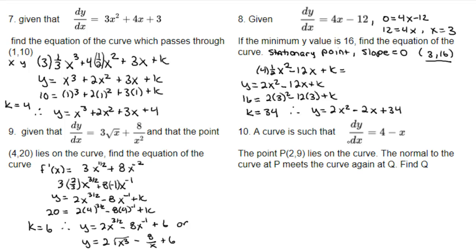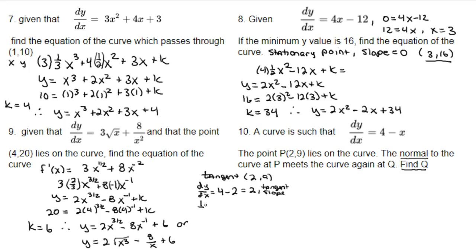All right, now in this one, they're giving us the derivative, it's 4 minus x, and they tell us the normal meets the curve at P, and they tell us point P, and it meets the curve again at Q, and they want us to find point Q. So in this case, what we've got to do is figure out the tangent slope, which is what we can use the derivative for. We find out the tangent slope is going to be 2.